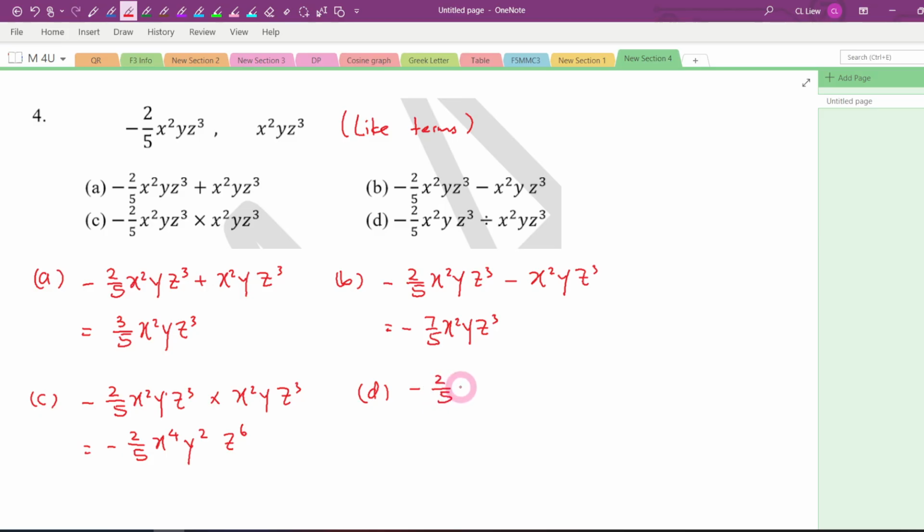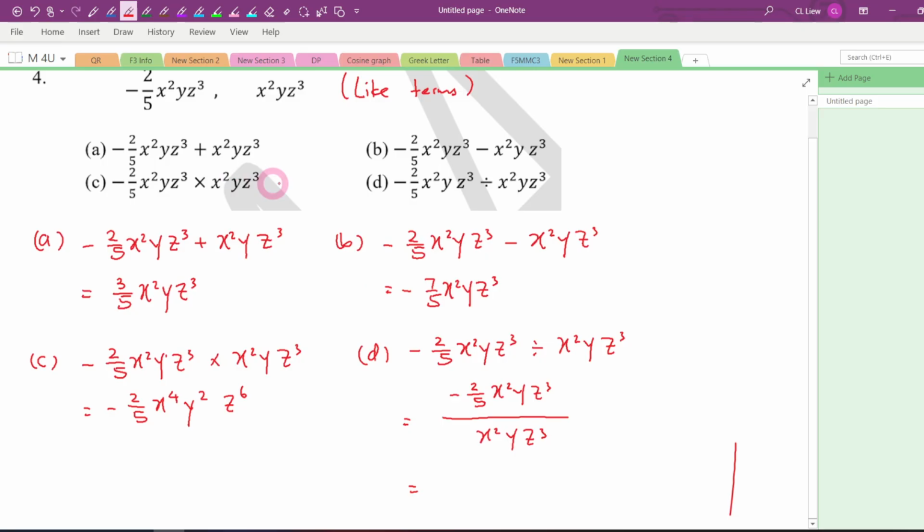Now let's go to part D, division. Negative 2 over 5 x squared y z cubed divided by x squared y z cubed. So again, if you're not familiar with this, you can change it to this way. Negative 2 over 5 x squared y z cubed over x squared y z cubed. So these two are like terms, right? When you divide them, you will notice that all the variables will just disappear. Now the answer is only negative 2 over 5.